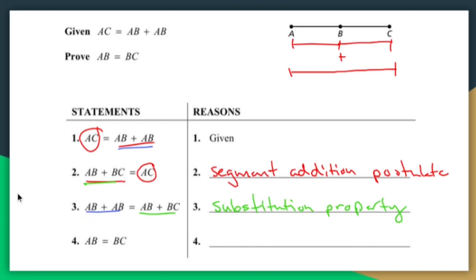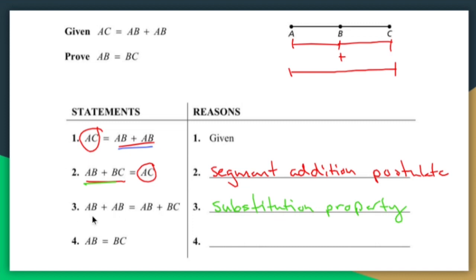Now let me clean this up so I can see it because I'm at my last step, and I need to see how I can get from 3 to 4. AB plus AB equals AB plus BC. All of a sudden, it's now AB equals BC. How can I go from two things on the left and two things on the right to one thing on the left and one thing on the right? I would have to get rid of one from each side.